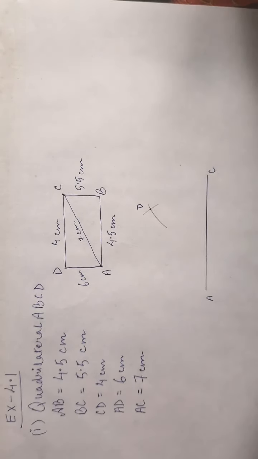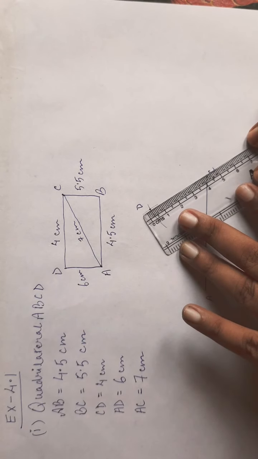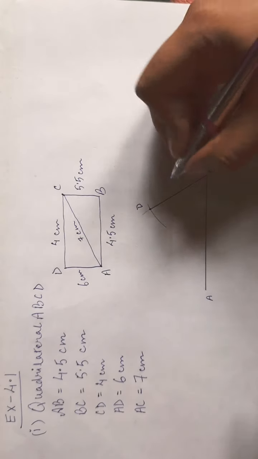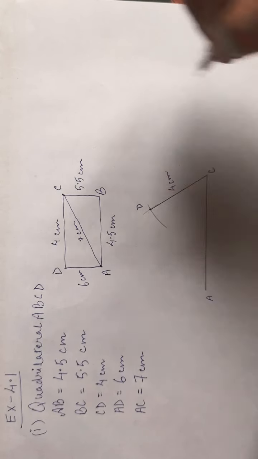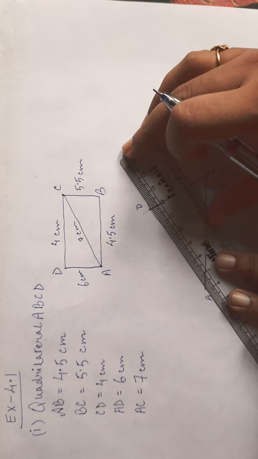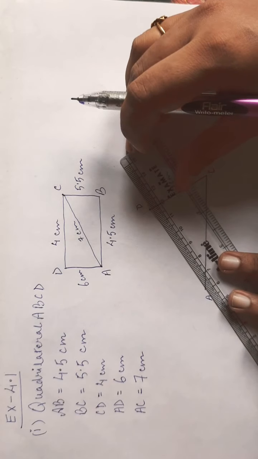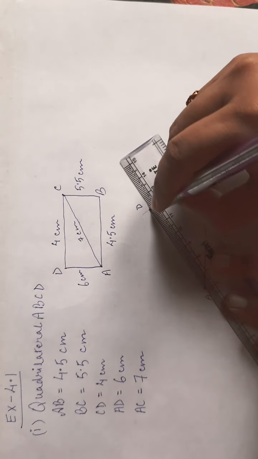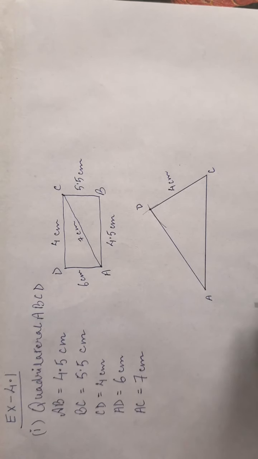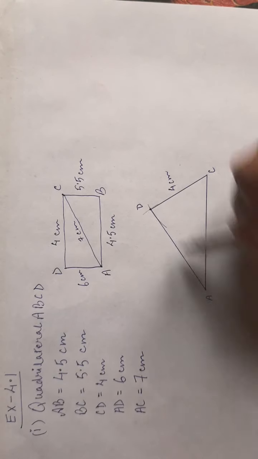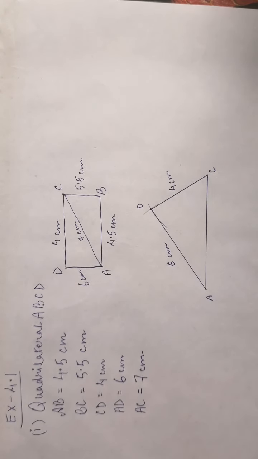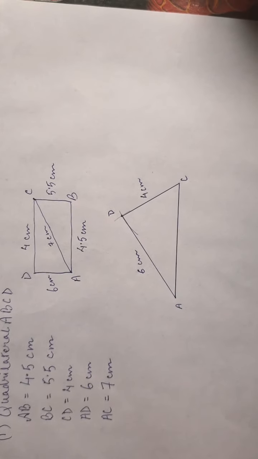So CD I will join in this way. Okay, CD I will join and I will write 4 centimeter. AD I will join, from this point to A. Right, I have joined, and I will name this AD. AD is joined, it is 6 centimeter, right? 6 centimeter. Right, done.